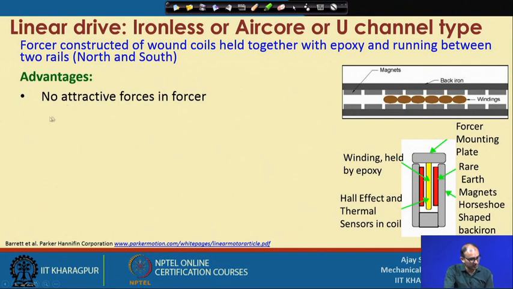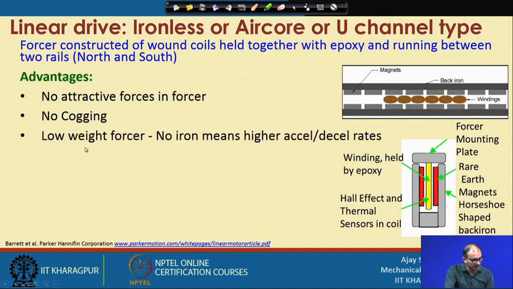What are the advantages here? Because we are writing ironless here, we are not using iron. Once iron is absent, you will not get the cogging motion or any attractive force between the two parts. Low weight forcer, because no iron means high acceleration and deceleration is possible here. So, this is the one motor which can be used for very highly precise motion, where you need very high acceleration and sudden deceleration, so that you will not get any type of motion error. That is a very good motor for this, and it has a low weight forcer.